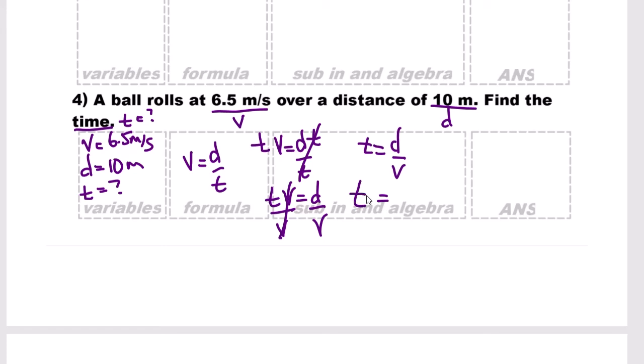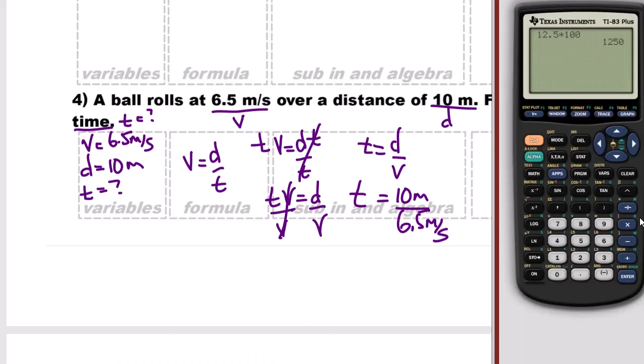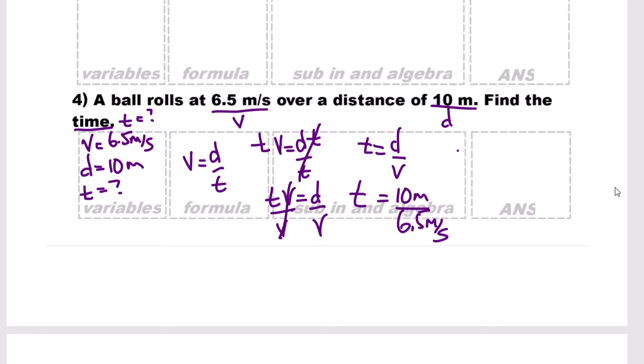I have those numbers, so I can plug them in. My d is 10 meters divided by my v, 6.5 meters per second. Let's see what that gives us. 10 meters divided by 6.5 meters per second gives us 1.538. Now we get two significant digits, so we can round to this 5 place, and that'll give us 1.5 seconds as my time. That's got the right number of sigdigs.